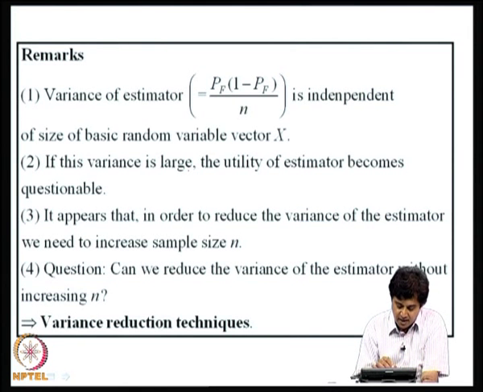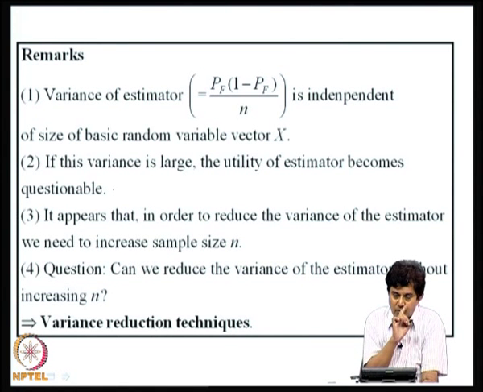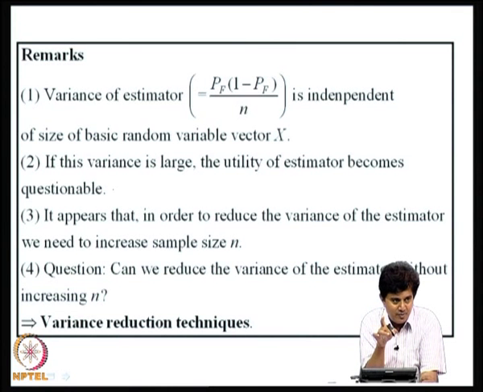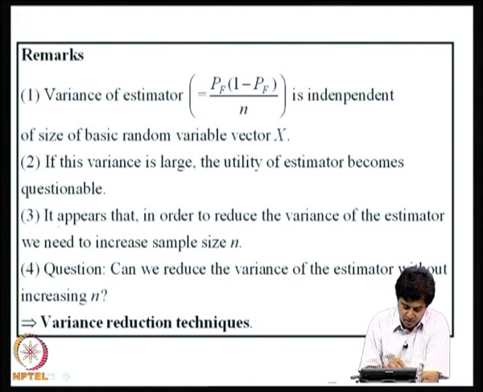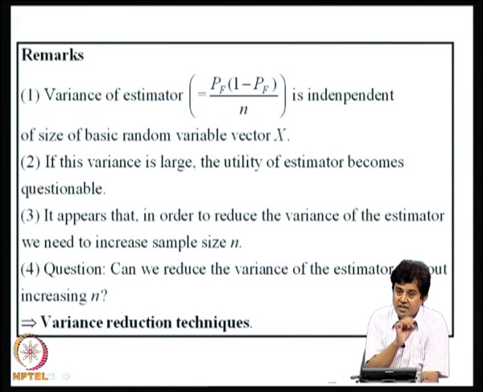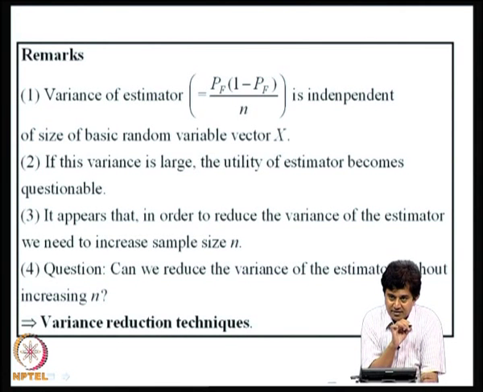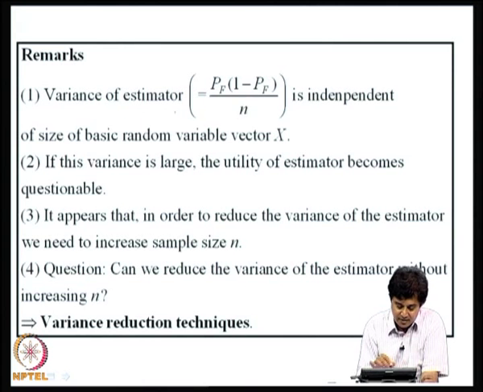If this variance is large, the utility of the estimator becomes questionable, because our population parameter is deterministic and we are using a random variable to approximate a deterministic quantity, so its variance should be as low as possible. So, larger variance means the answer is less acceptable. The question of reducing the variance is therefore very important. So, how do we reduce the variance?